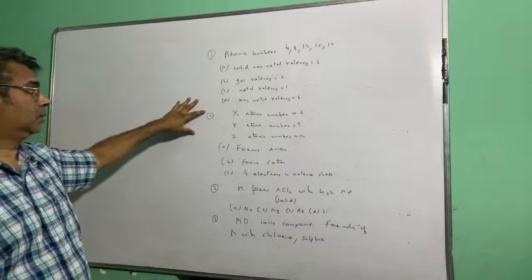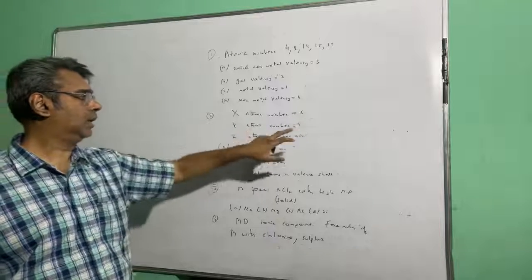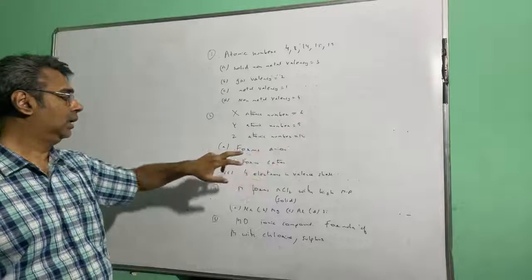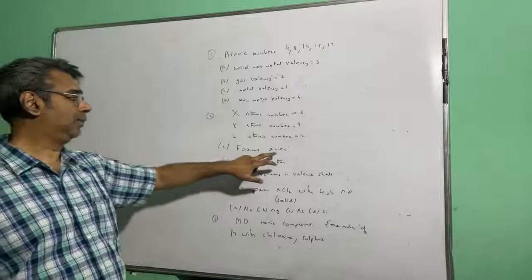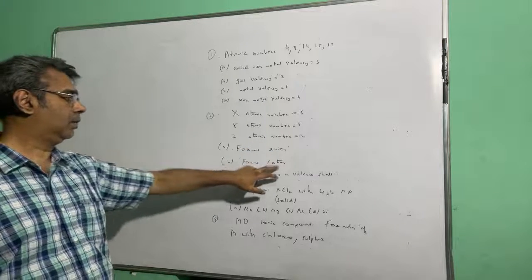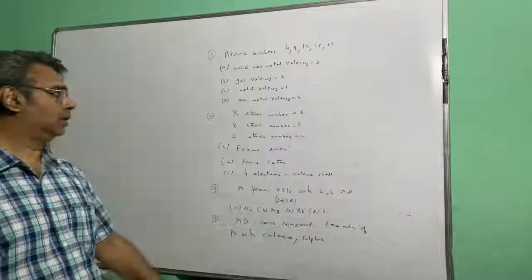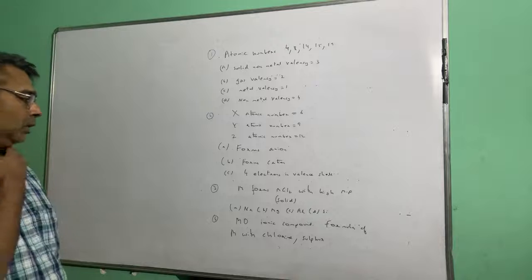Then question number 2, X has atomic number 6, Y has atomic number 9, Z has atomic number 12. You have to identify out of these X, Y, Z, which one will form an anion, which one will form a cation, which one has 4 electrons in the valence shell.